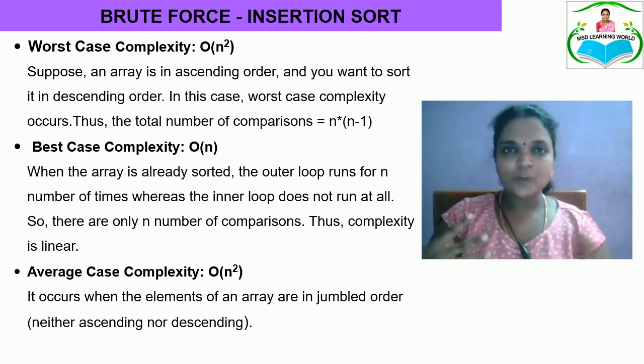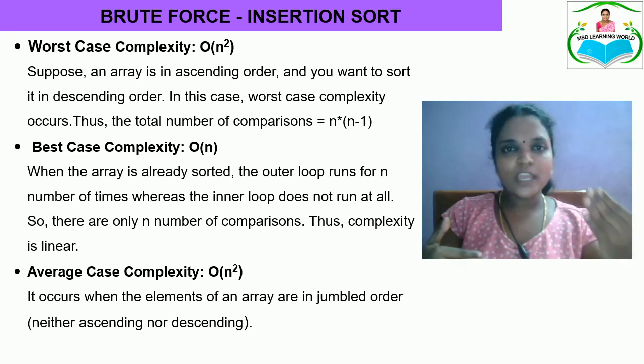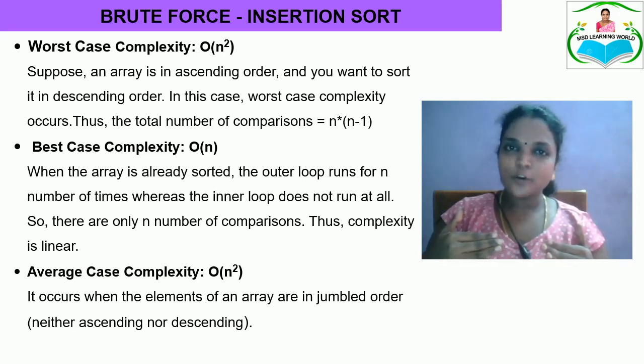So for the worst case complexity, the outer loop has to be executed n number of times, and the inner loop also has to be executed, the swapping and the comparison have to be done n number of times. So n into n, the worst case time complexity of insertion sort is order of n square. Now coming to the best case complexity.